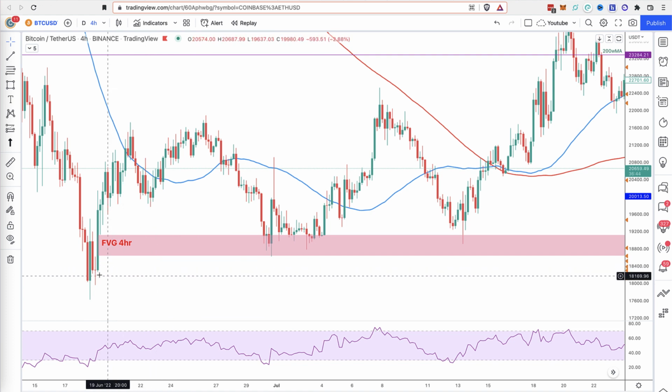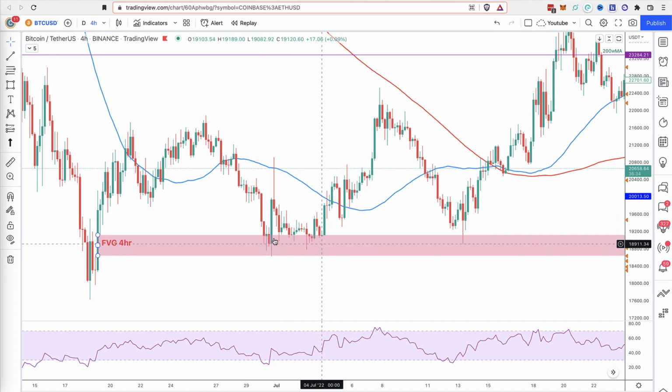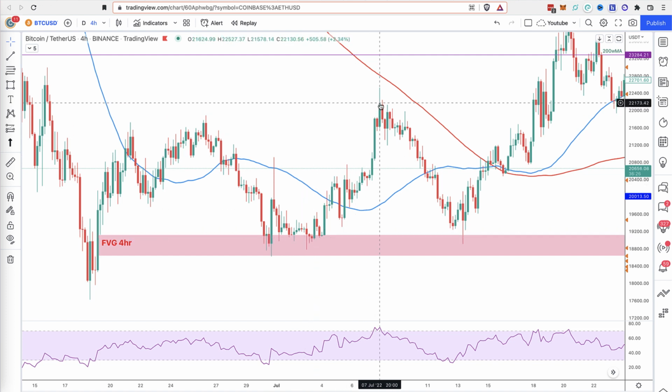And as you can see, this is exactly what happens. We have the 4-hourly fair value gap over here. This was the final wick low in June, right? So after that we bounced, we ended up testing it, right? Spent some time here, but almost perfectly into the fair value gap, and then we bounced again. So if you're taking a nice long over here at 19K, it went up to 22K.